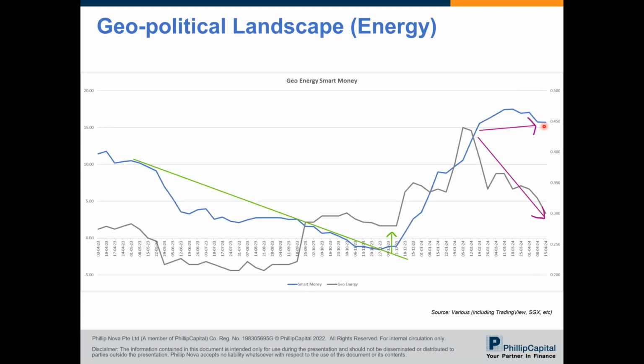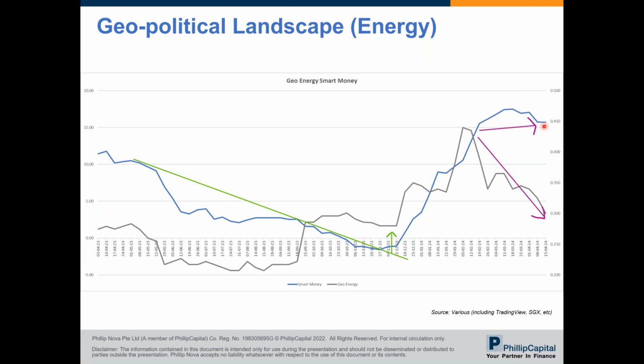But not all energy stocks will perform equally well. Some may perform better, some may not perform at all, even though they are in the same sector. Geoenergy is another penny stock, based in Indonesia. It's not exactly doing anything crude oil related. It's actually doing coal mining, but coal is a substitute for crude oil or natural gas.